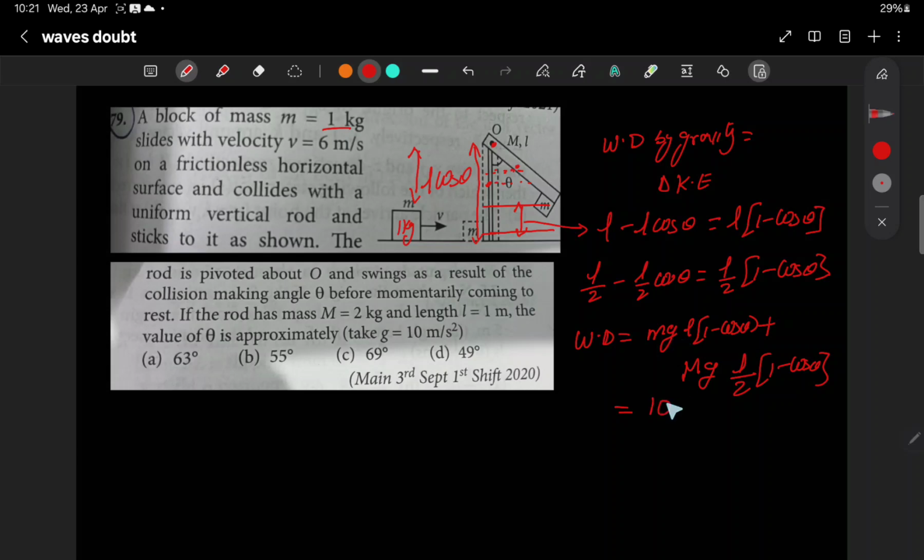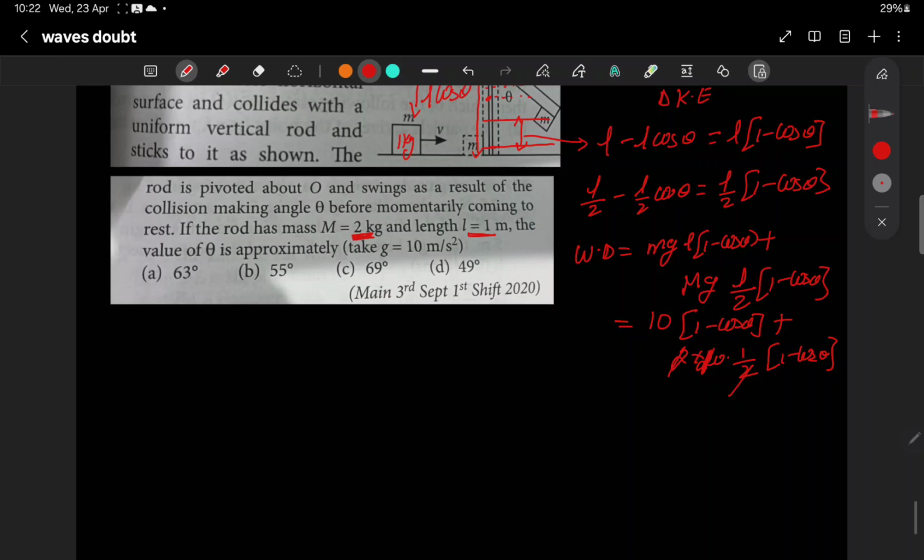அப்போ what you will get? 10. Length of the rod given is 1 meter. அப்போ 10 into 1 minus cos theta plus capital M is what? 2 kilogram. அப்போ 2 into 10 into L is 1. So 1/2 into 1 minus cos theta. So here this 2 and g is 10, not 20, 10. So 2 and 2 will get cancelled. So finally what you will get? 10 add பண்ணா 20 into 1 minus cos theta. So இதான் நமக்கு work done.